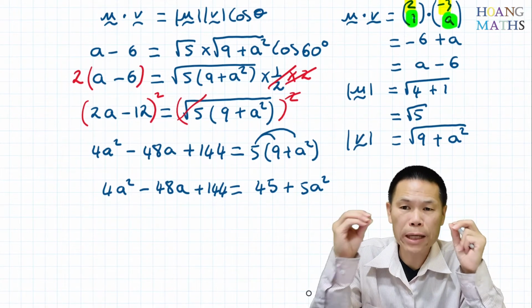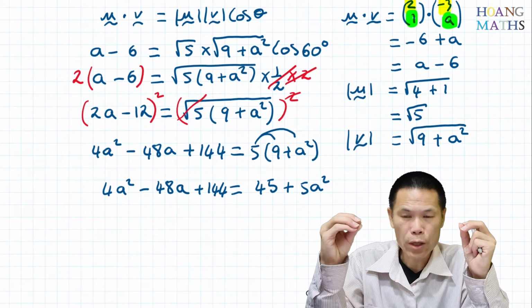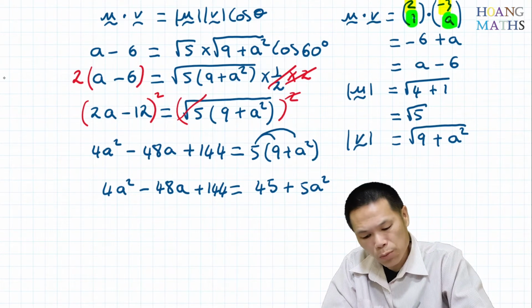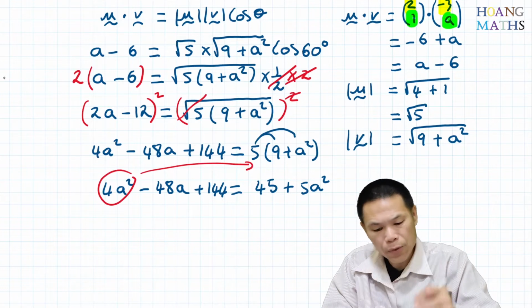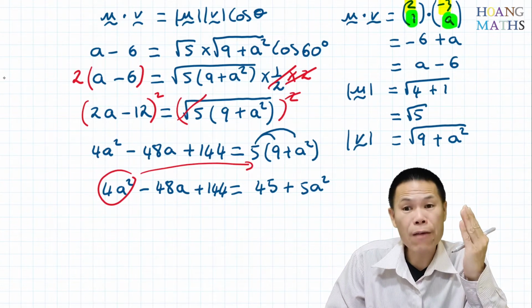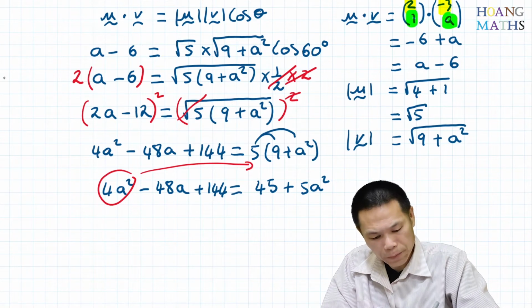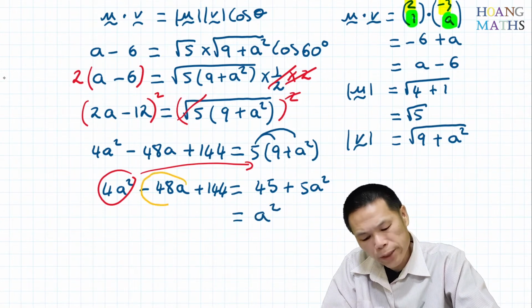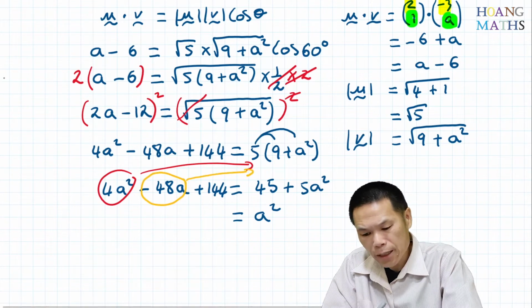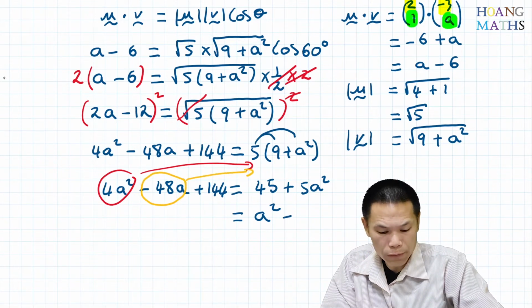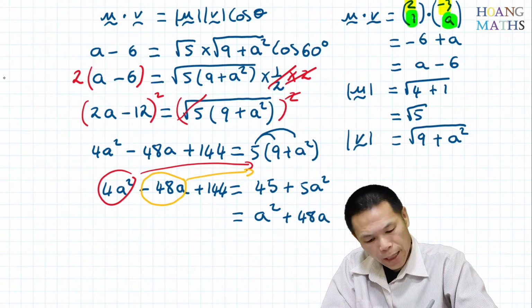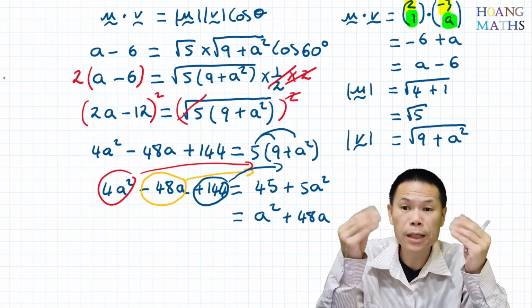So now I just make the equation equal to 0. To do this, I just move this to that side. So that will give me 5a squared minus 4a squared, so that gives me a squared. And the negative 48a, move to that side, so that will give me positive, so plus 48a. And then 144, move to the other side, becomes negative.